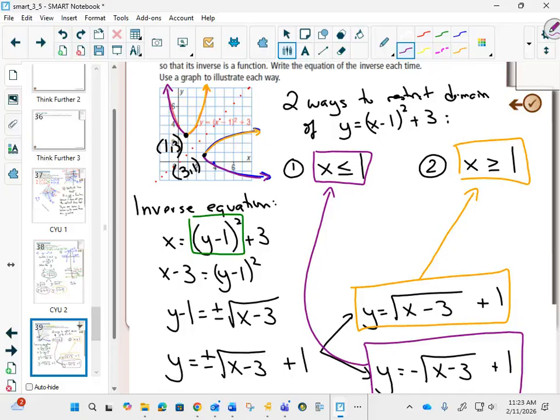This work that I did here in black, that actually is for both. I had to find the inverse. That's going to work for both of them. And circle questions 10 and 12.